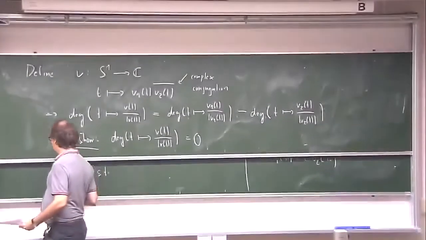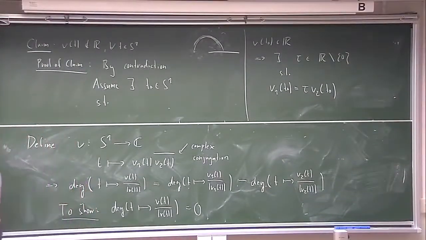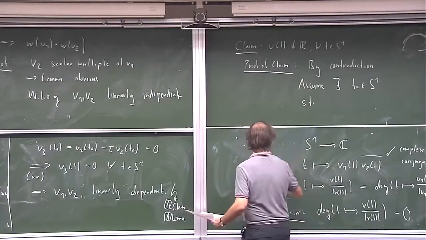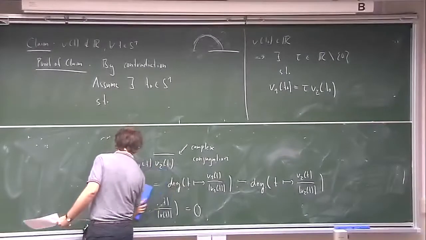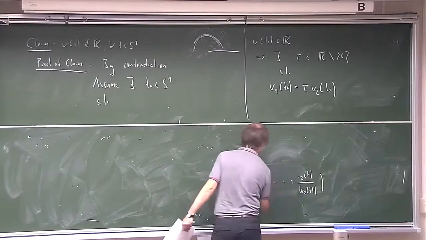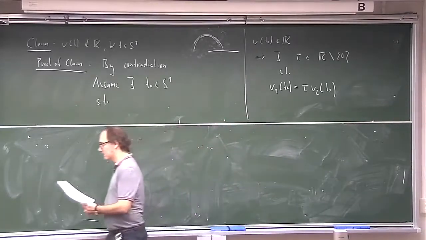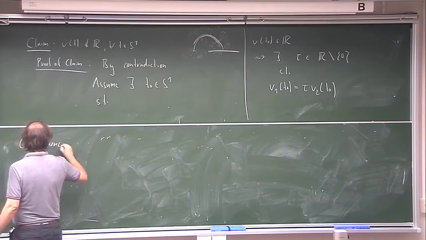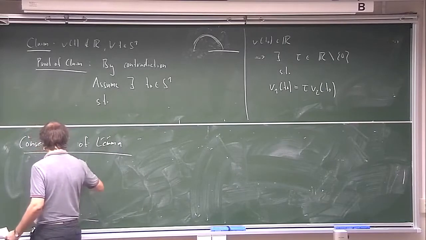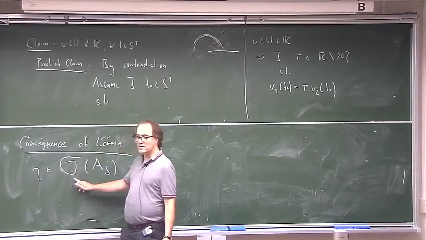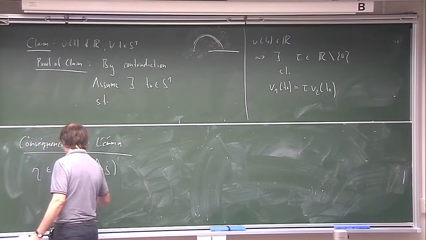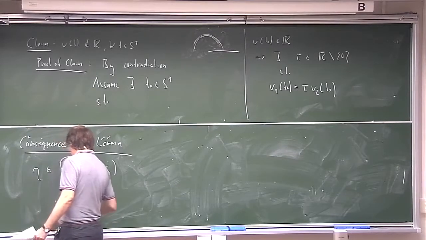Okay. So now this lemma has some funny consequences. First, we can now define the winding number of an eigenvalue. Consequence of the lemma: suppose eta is in the spectrum of AS, meaning that it's an eigenvalue.